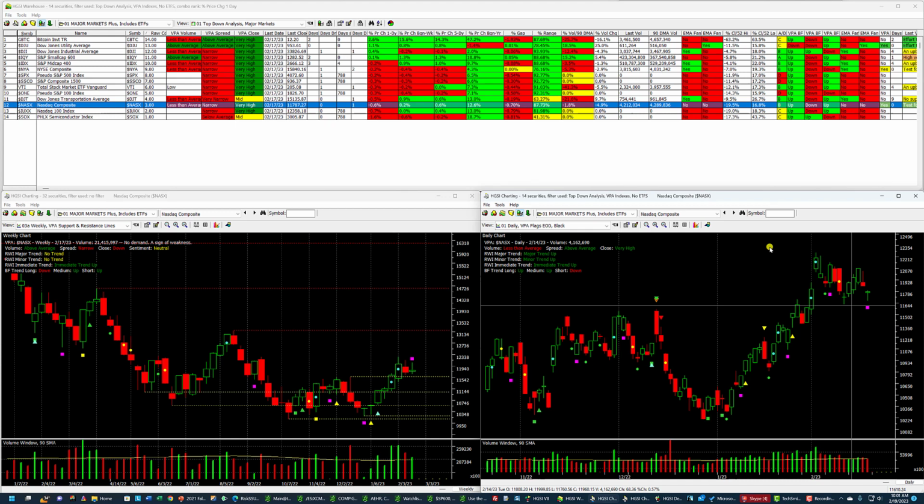But the VPA flags in many instances have been great, so we have to pay attention to them. Now, on Tuesday, if the market starts going up higher from here, I think there's a good chance of going higher. But once again, remember, the market is our teacher. We're the students. We have to observe what's going on.